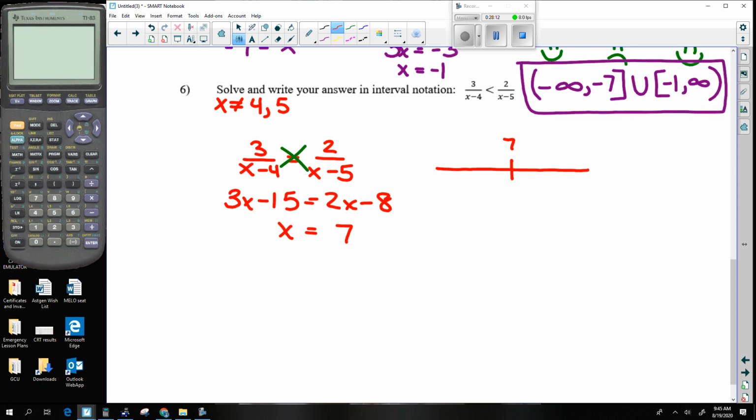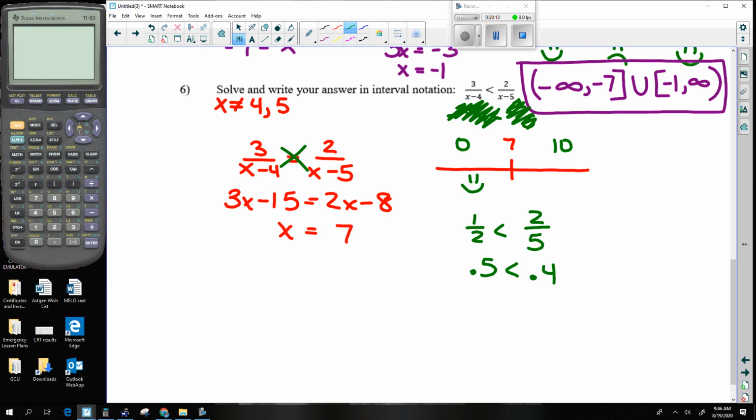So 7 is the critical number. Now I am going to test numbers below 7 and above 7, like 0 and 10. So 0 would give -3/4, and 0 would give -2/5. Is -3/4 less than -2/5? Yes. That's like saying -0.75 is less than -0.4, which is true. Trying the number 10, this would be 3/6, so that's 1/2, and then 2/5. Is 1/2 less than 2/5? This is like saying 0.5 is less than 0.4. That is not true.